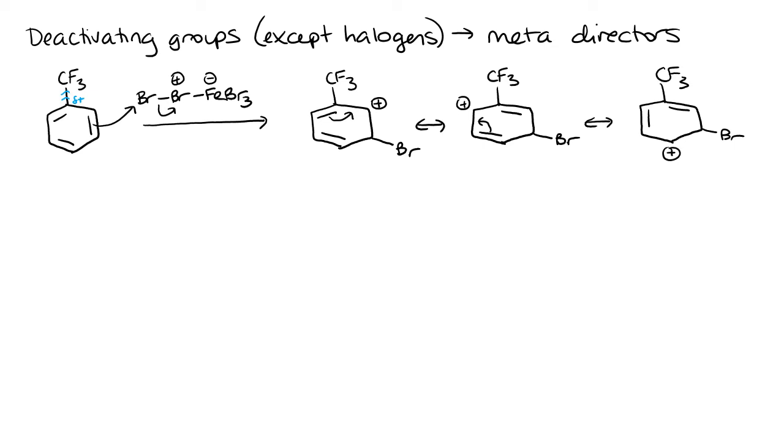So unlike the ortho-para directors, we don't get a 4th resonance structure. However, we get 3 resonance structures where the positive charges do not overlap at any point. So the carbons that all get the positive charge are different from the one that continually has that partial positive charge. So as a result, with the meta-substituted resonance structures, we have no unstable resonance structures.